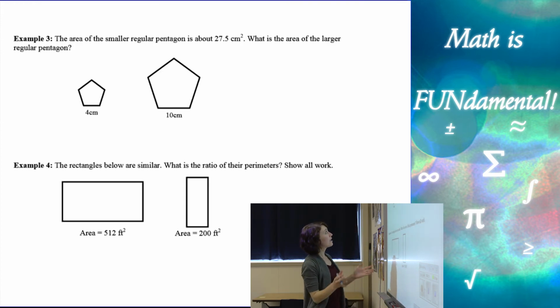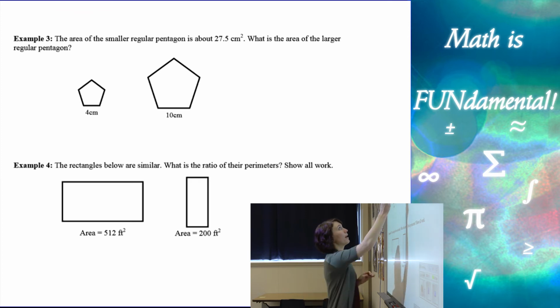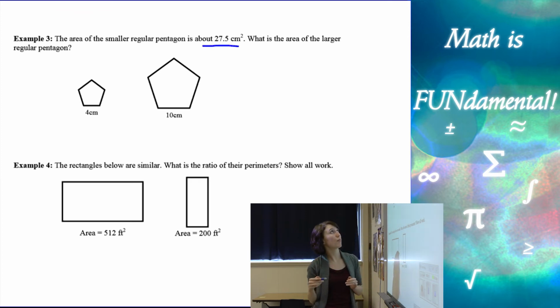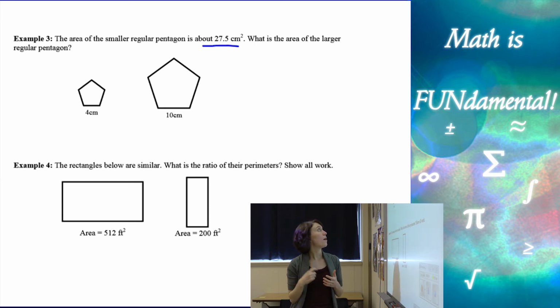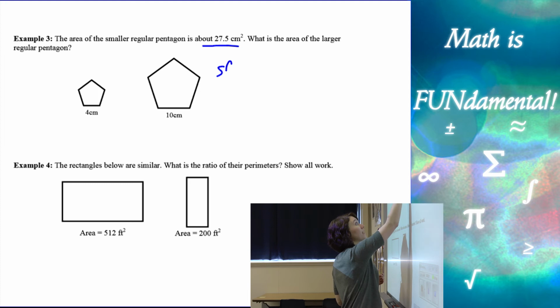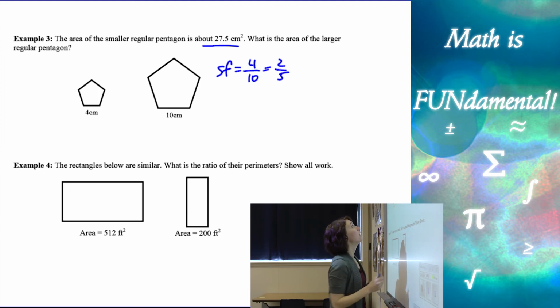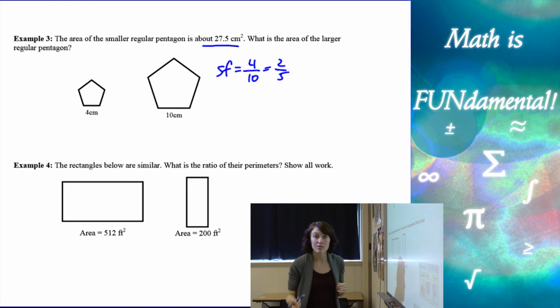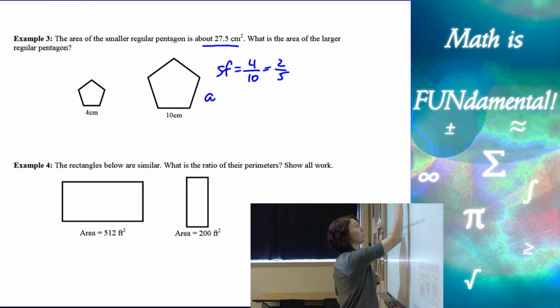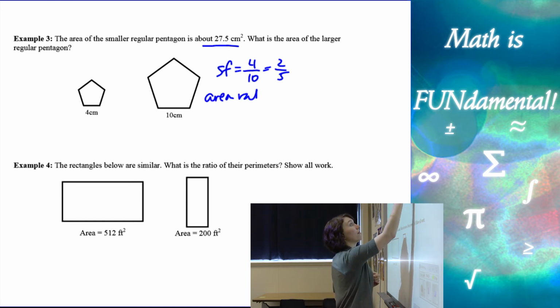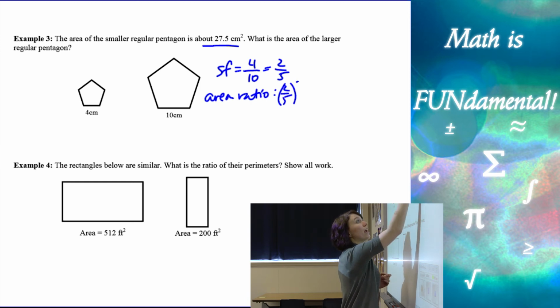All right, next example. If the area of the smaller pentagon is about 27.5 square centimeters, what is the area of the larger pentagon? So first what we want to do is find the scale factor, which would be 4 to 10, which reduces to 2/5. Now it's telling me the area, so now I need to find the area ratio, and the area ratio is going to be 2/5 squared, which is 4 to 25.